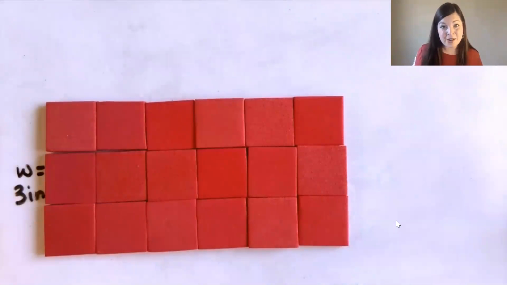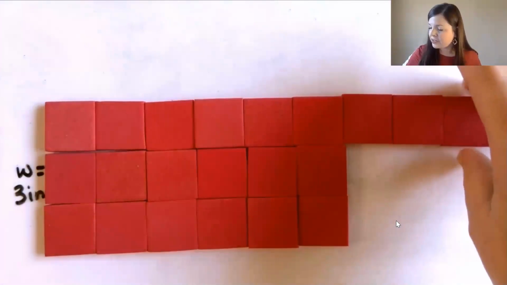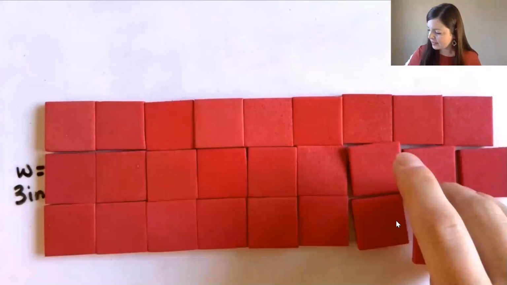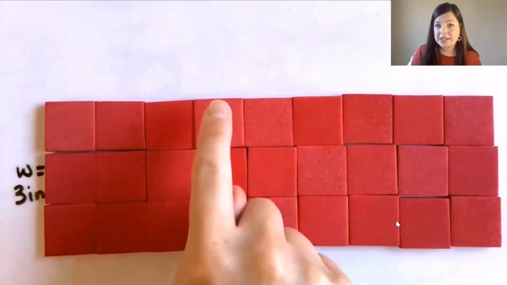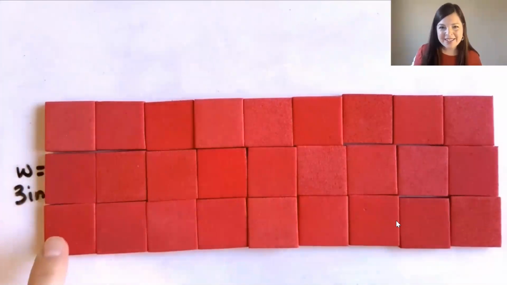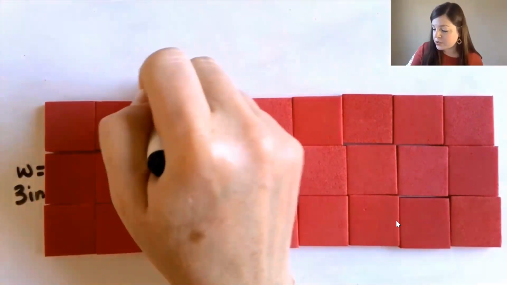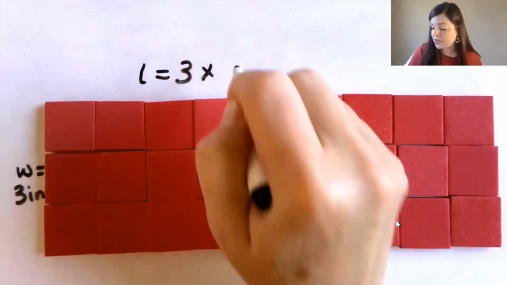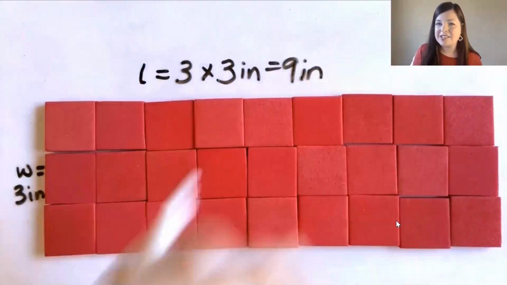If it were 3 times as long as it is wide, then it would be 9 inches long, like this. Now the rectangle is 3 times as long as it is wide. We can record this thinking with numbers like this. The length equals 3 times 3 inches, which equals 9 inches. Let's try this thinking with drawing now. Just watch for now.